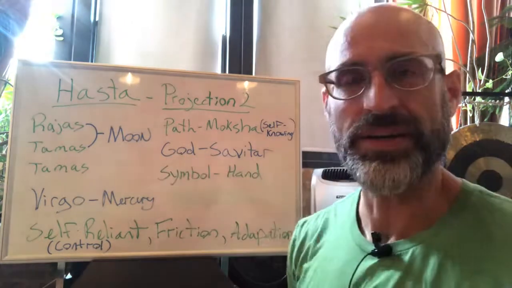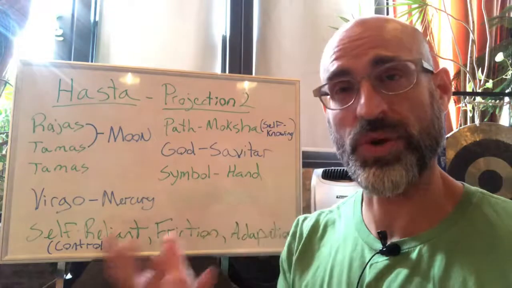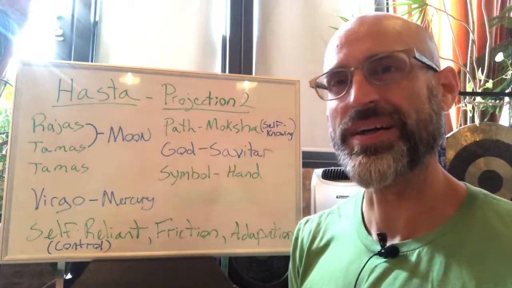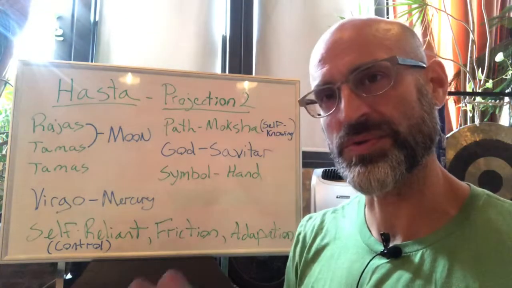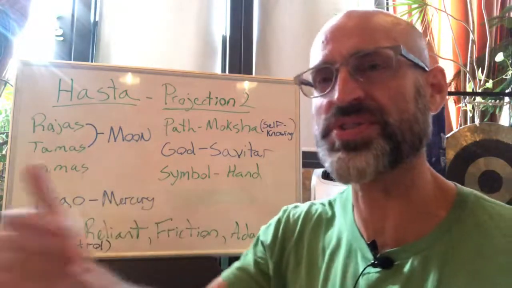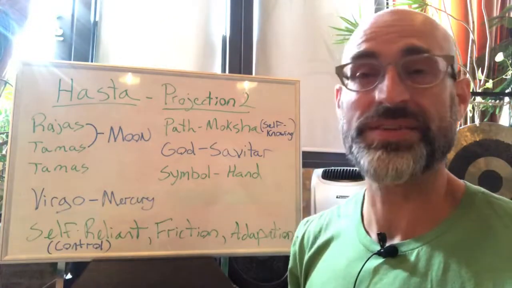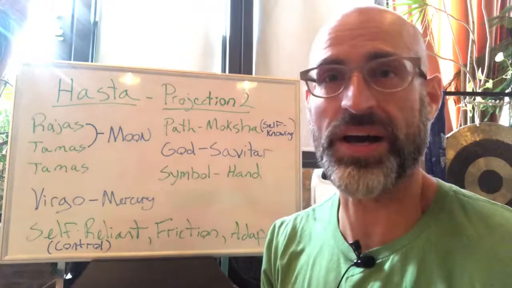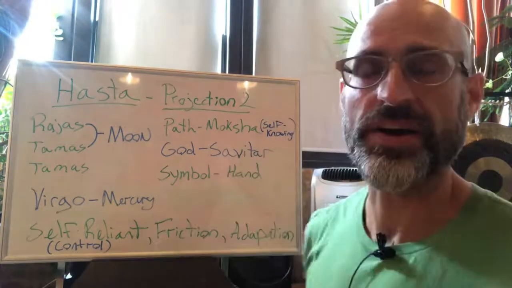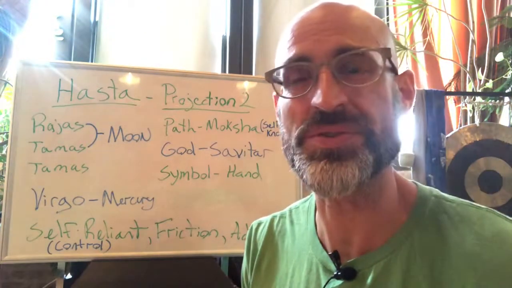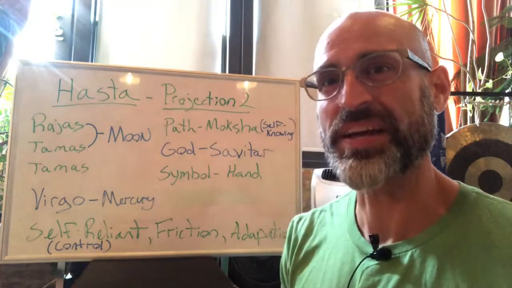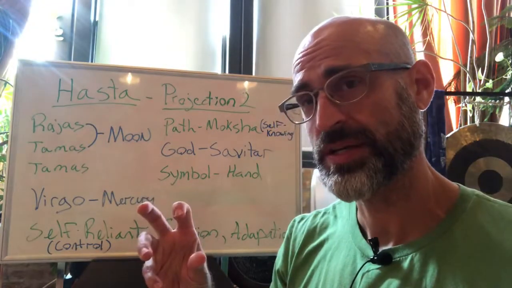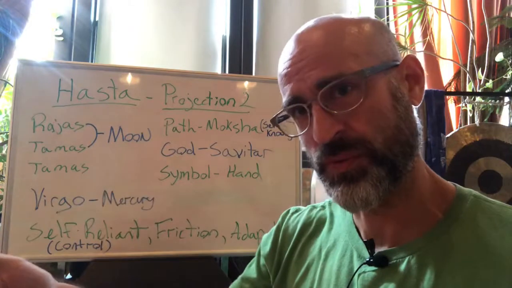The god, which is where a lot of this prowess comes from, this ability to continue on and be persistent, is the sun. It's the sun god, or Savitar. I may be mispronouncing that. So Savitar is the sun god. It's creative energy and it's transformative energy.